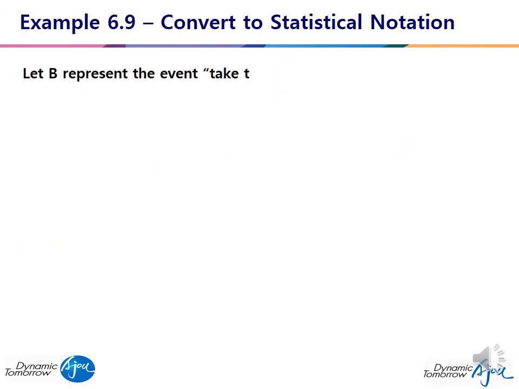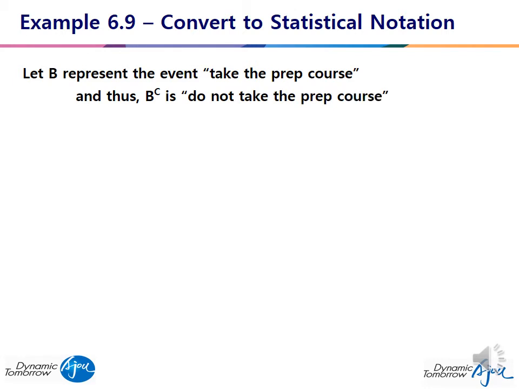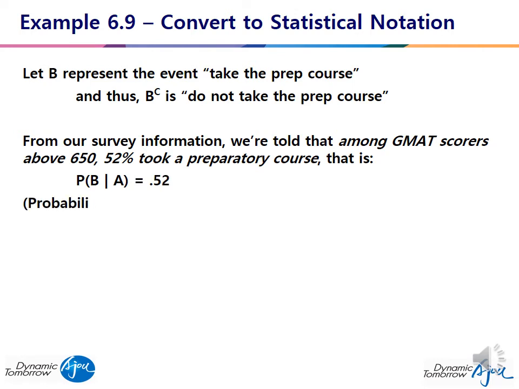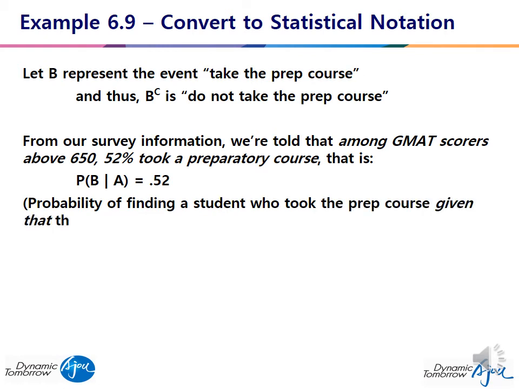Let P represent the event take the prep course, and thus probability PC is do not take the prep course. From our survey information, we are told that among GMAT scores above 650, 52% took the prep course. That is, probability B given A is 0.52. Probability of finding a student who took the prep course given that they scored above 650.